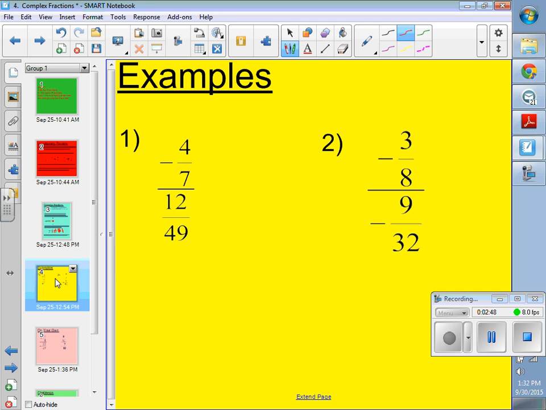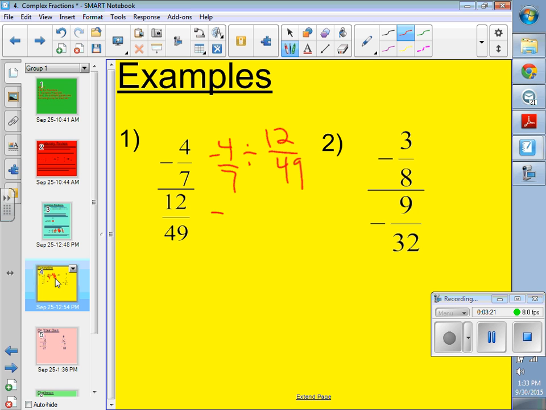Now we're going to move on to some examples. So the first one is -4/7 divided by 12/49. So the first thing we're going to do is rewrite this as a more simple version of a division problem. So we have -4/7 divided by 12/49.